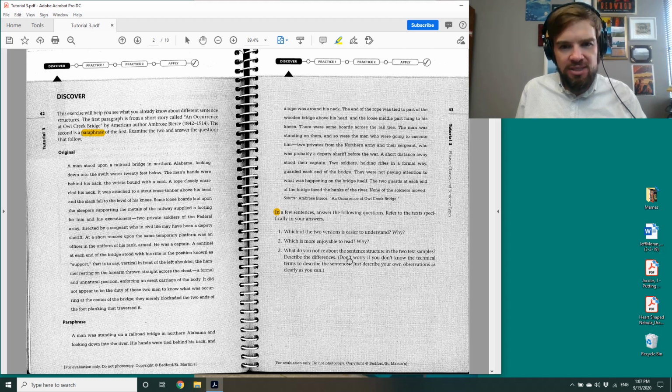Describe the difference. Now, don't worry if you don't know the technical terms to describe the sentences. Just describe your own observations as clearly as you can. And I'll just add to that, how do they feel different? Even if you can't say, oh, this one has significantly more adjective clauses. Okay, if you don't know what that is yet, that's fine. But can you describe what the difference is? How do the sentences feel different in these two examples? So think about that. We'll talk about this later on, of course, and you'll get to practice some of this in our lessons. But for now, we're just reading through the text.